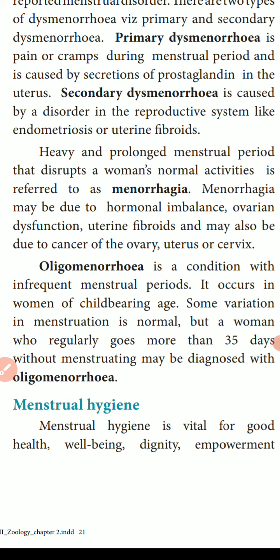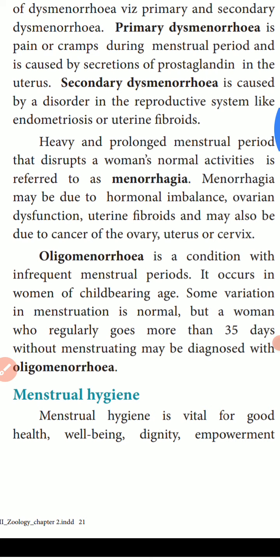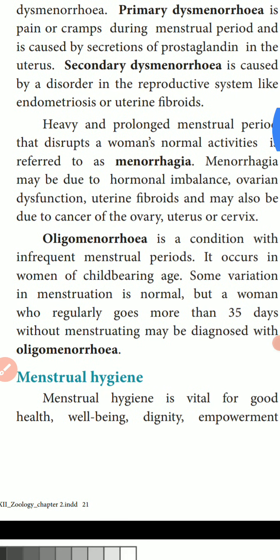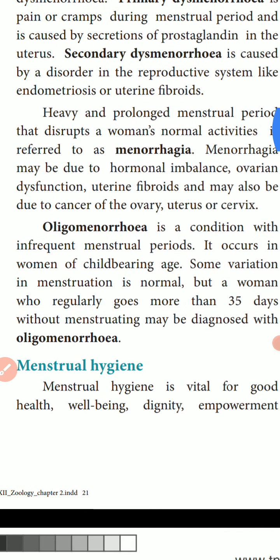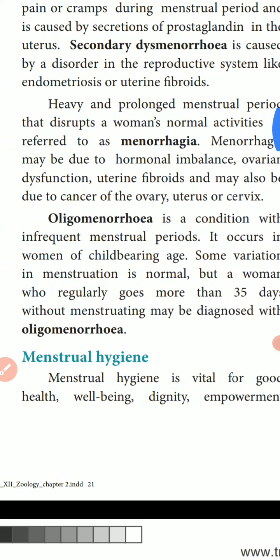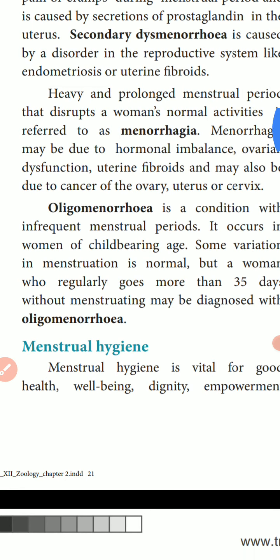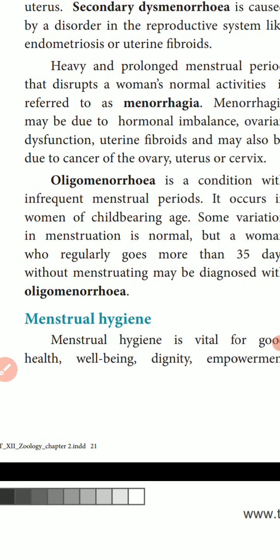The next one, menorrhagia. Heavy and prolonged menstrual periods that disrupt a woman's normal activities are referred to as menorrhagia. Menorrhagia may be due to hormonal imbalance, improper secretion of hormones, ovarian dysfunctions, uterine fibroids, and may also be due to cancer of the ovary, uterus, or cervix.